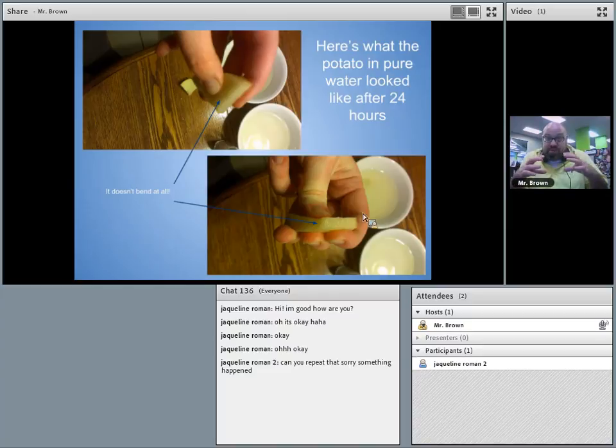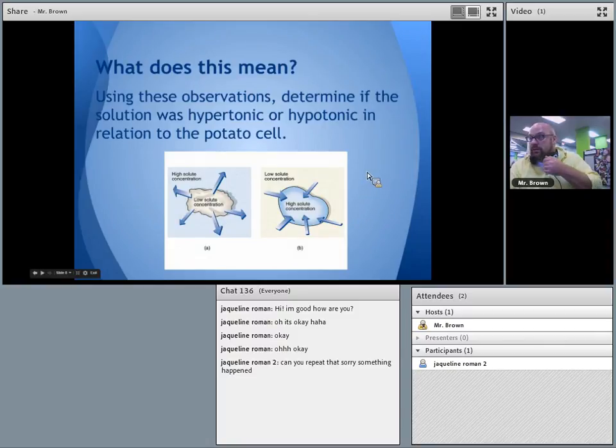Hippo swells up. So water goes into the potato because there's less water in the potato than there is in the freshwater solution. So water's going into the potato in the fresh water. So that is a hypotonic solution.